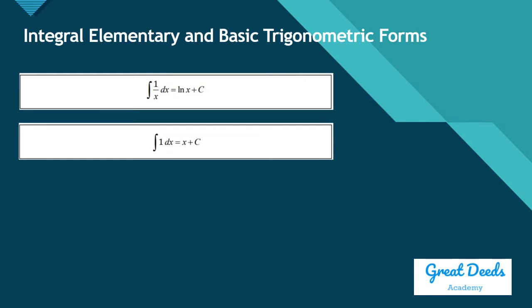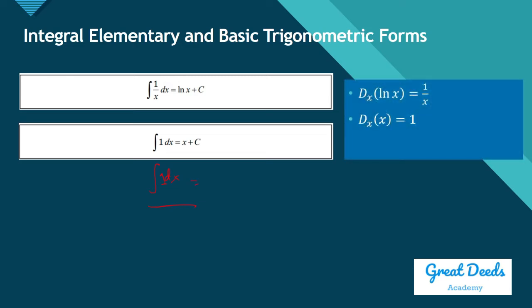What is the integral of 1 over x dx? This is going to be ln of x. And of course, the integral of 1 dx, you can also write as the integral of dx. So when you see this, you're assuming that there is a 1 here, and it is equal to x. And that is so, again, from our definition of the derivative. The derivative of ln of x is 1 over x, and the derivative of x is simply 1.